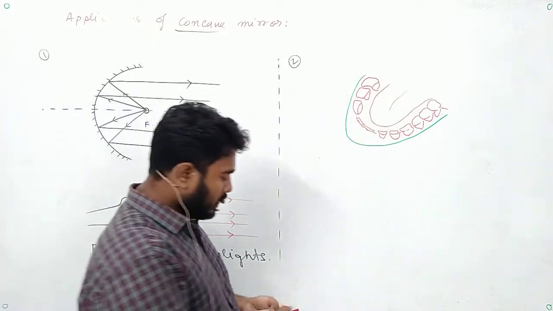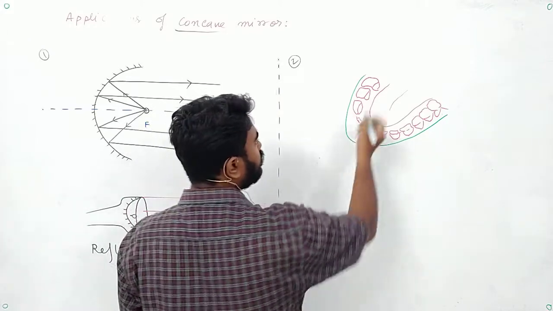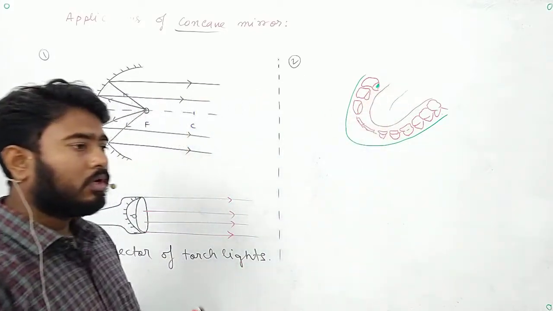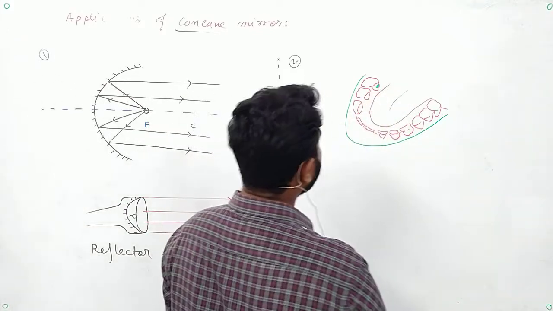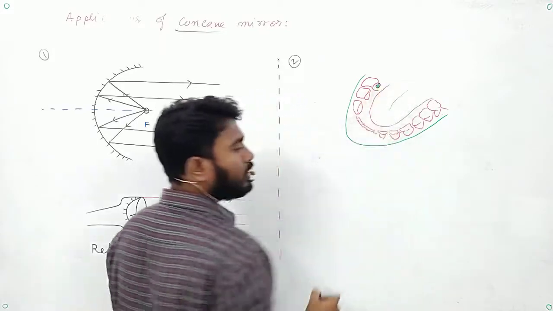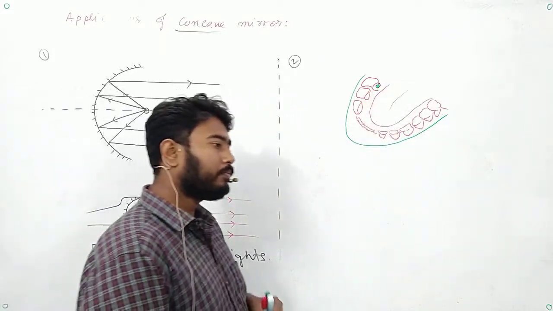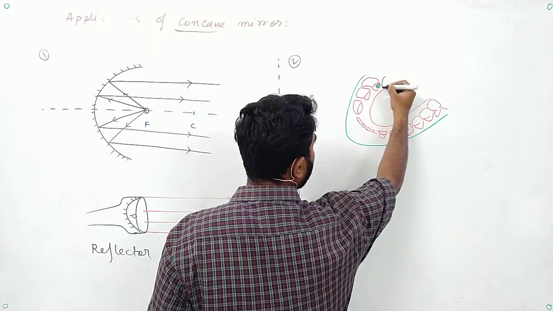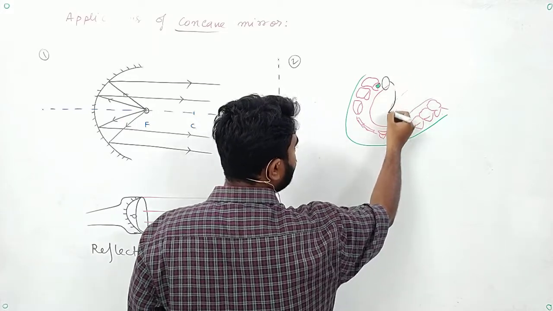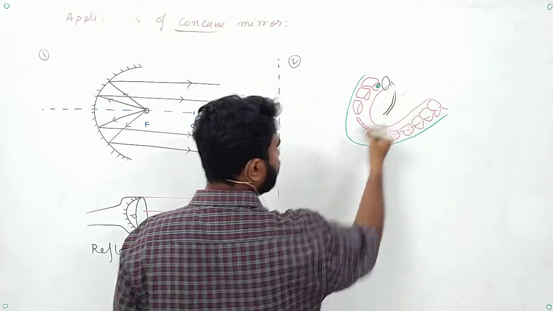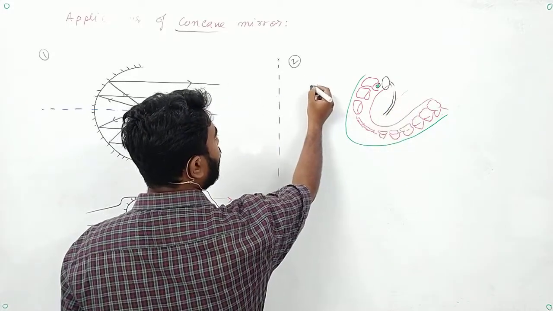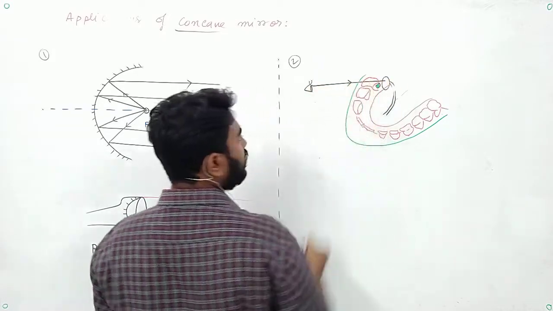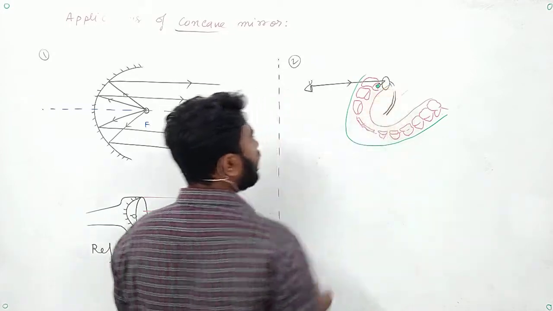Now suppose a dentist has to see what is the problem at this position. How will the dentist see that? See, in that case he has to keep a mirror very close to this position, and he will place his eye here, and he will directly look at the mirror to understand what is happening here.